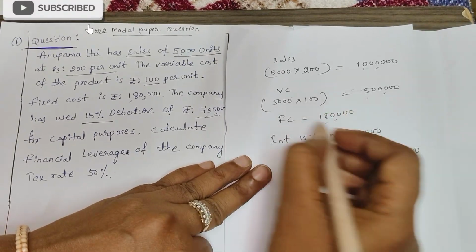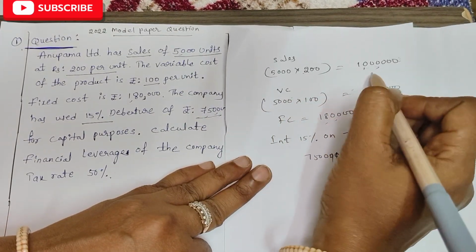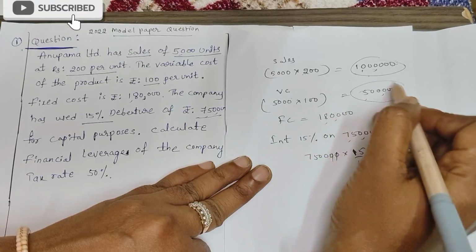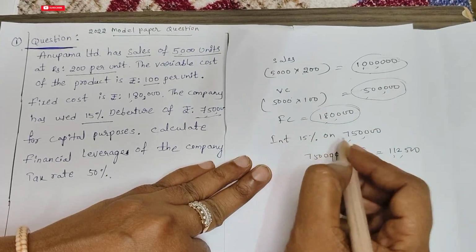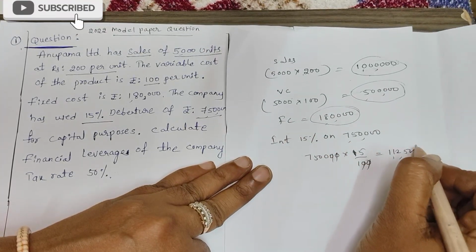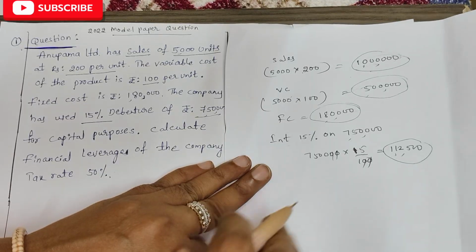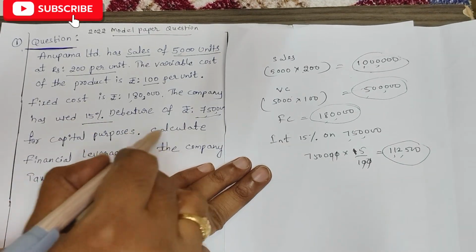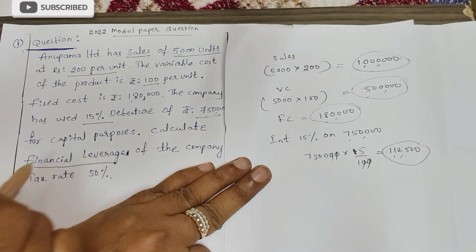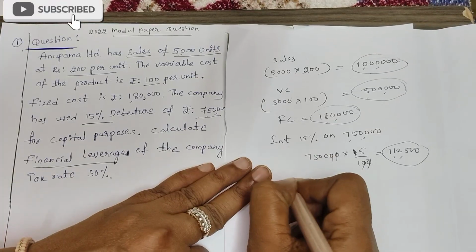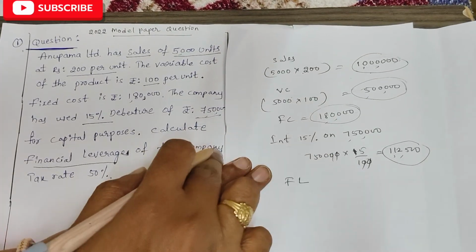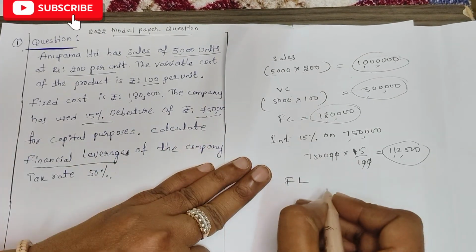1,12,500. Okay. So what are those values here? Sales 10 lakhs, variable cost 5 lakhs, fixed cost 1,80,000 and interest 1,12,500. These details are given here. And calculate financial leverage. We need to find out financial leverage of the company, and tax rate is 50%.